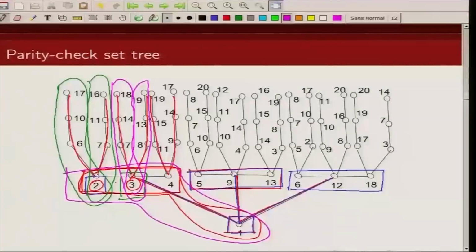Now, we can do this with other bits as well. For example, instead of making 1 the root, I can make this 2 and construct a tree around this node 2. Same procedure.